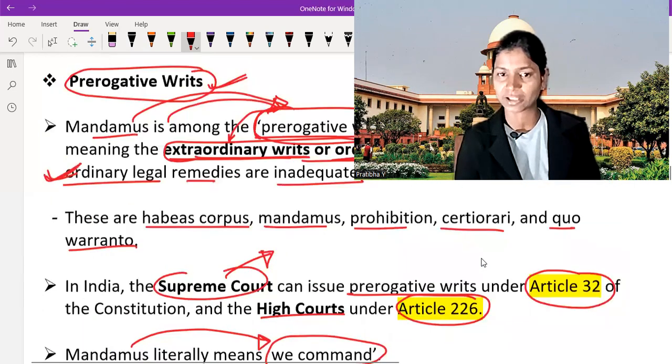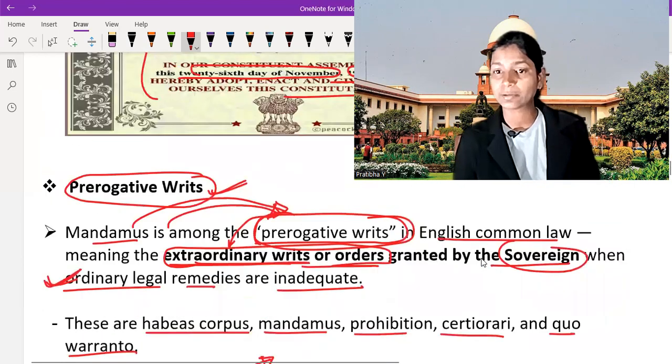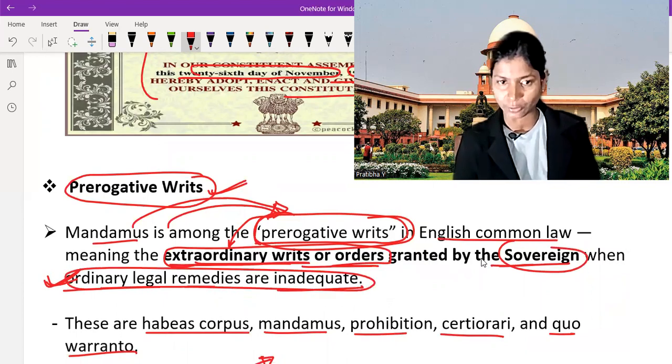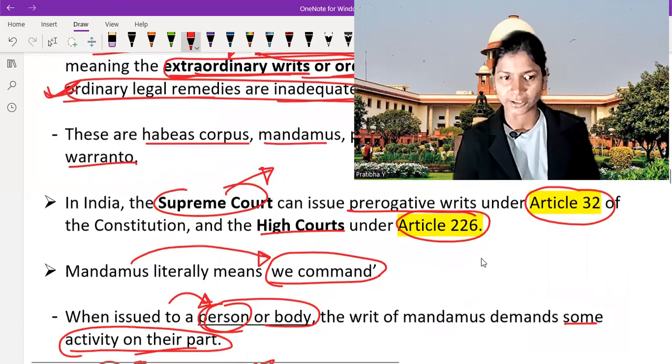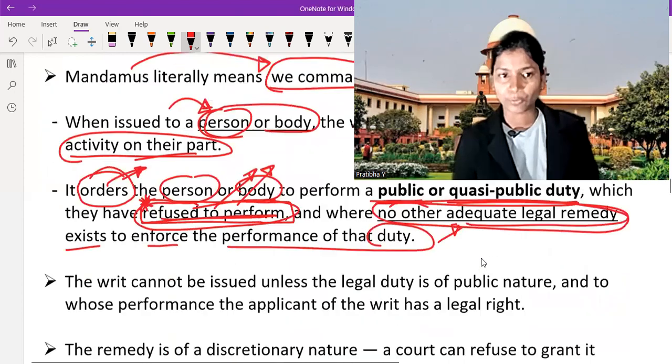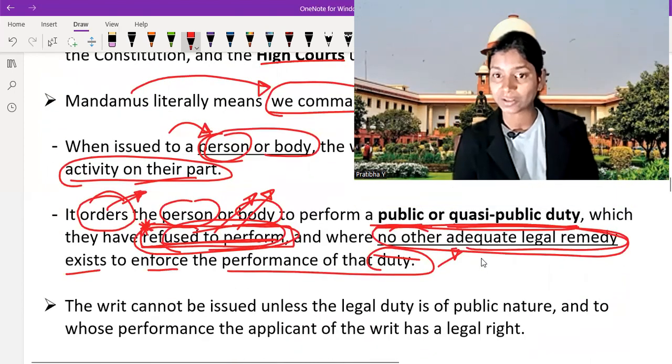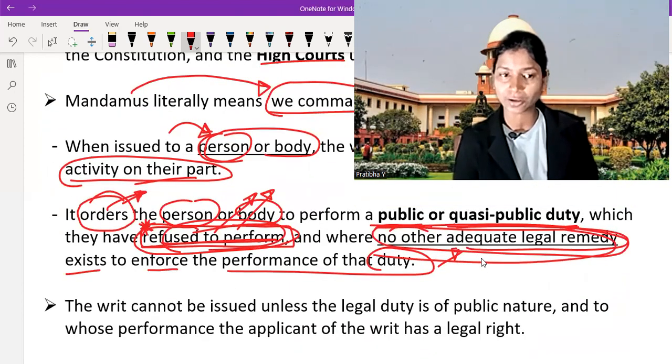Now, the prerogative writ talks about being granted by the sovereign when ordinary legal remedy is not adequate. Okay, so here it talks about the same thing. When a person refuses to perform and no other adequate legal remedy is present, then the court issues writs.